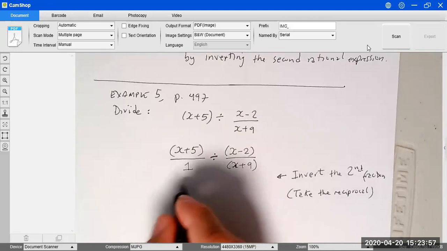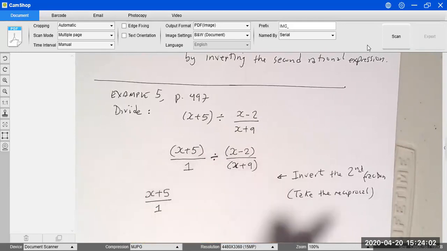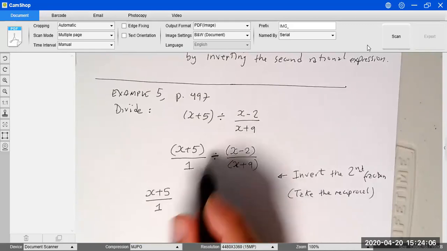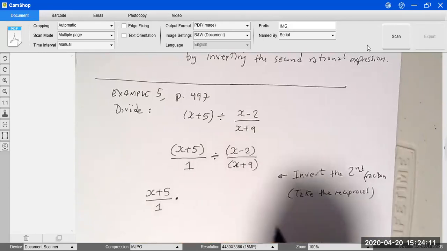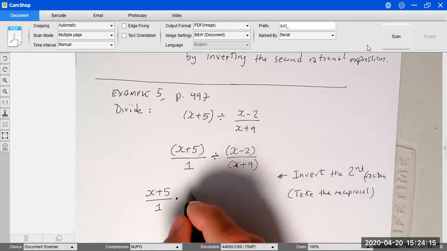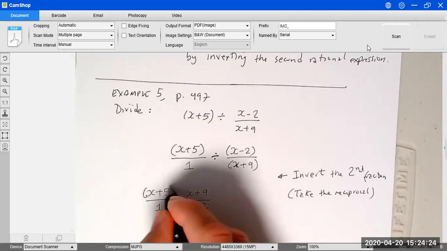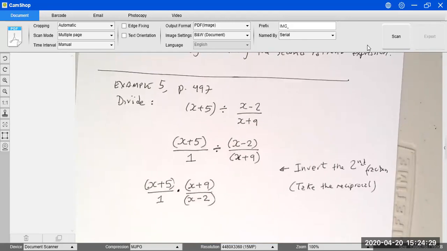You're going to write the first fraction in the same way, the same form. Then you're going to remove this operator for division. You're going to write the operator for multiplication. And then you're going to invert the second one. So by inverting, the denominator is going to become the numerator, and the numerator is going to become the denominator. And don't forget enclosing in parentheses every piece of these fractions.